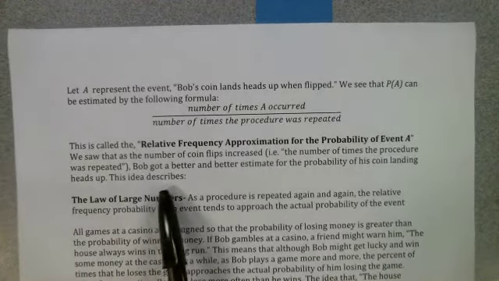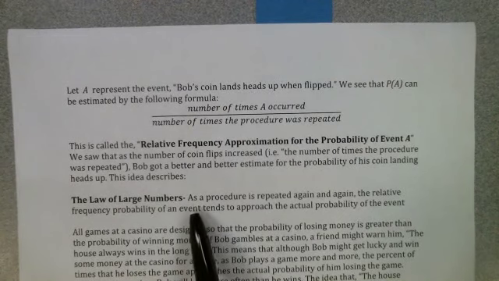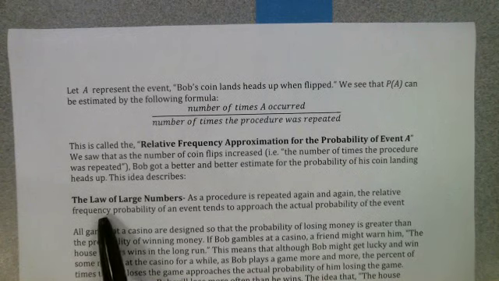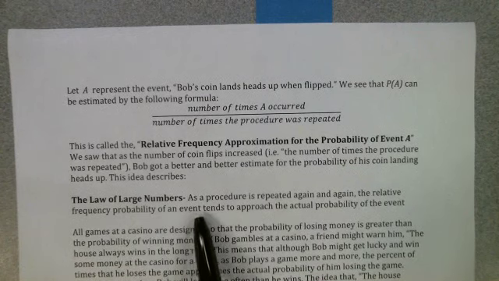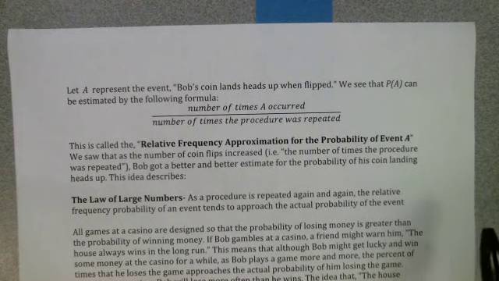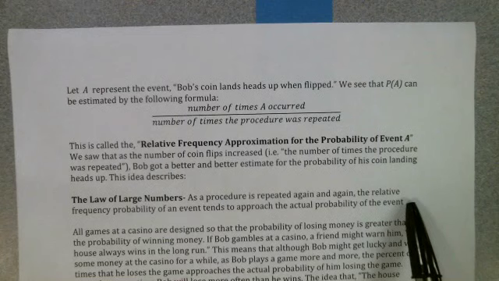Now, this idea describes the law of large numbers, which says as a procedure is repeated again and again, the relative frequency probability of an event tends to approach the actual probability of the event. So in other words, as Bob flips his coin more and more often, his coin is going to get closer and closer to landing heads up 50% of the time.